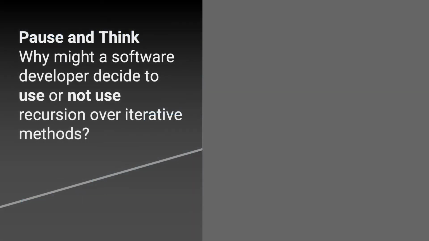Now that we know the basics of using recursion, can you guess why a software developer might decide to use or not use recursion over iterative methods? You can pause the video or take 5 seconds to answer, starting now. One reason may be that there's poor performance, meaning time and space complexity, with one of the implementations. Sometimes the recursive method is slower or takes up more space than the iterative method, or vice versa.